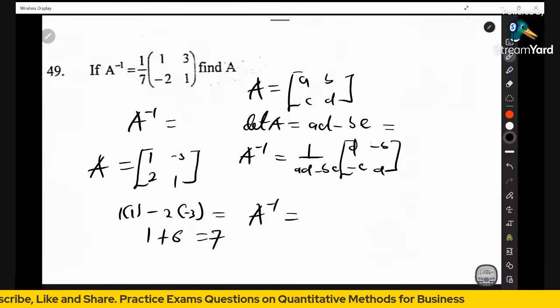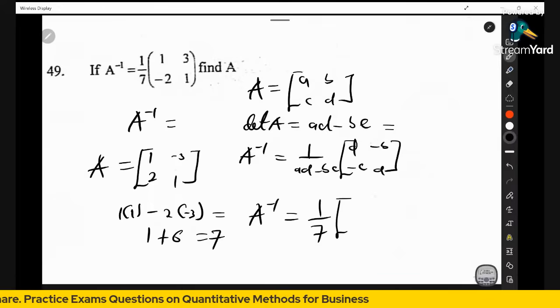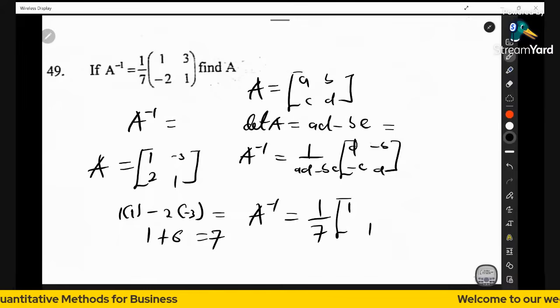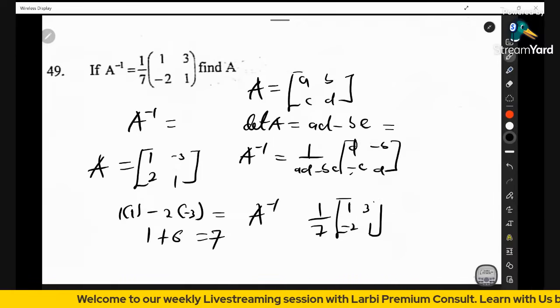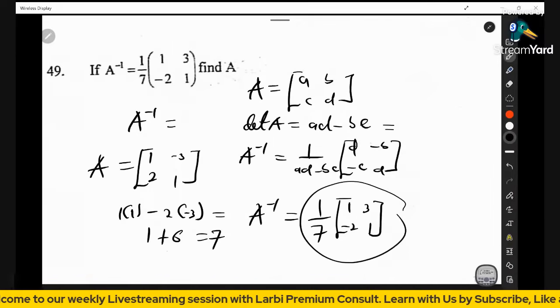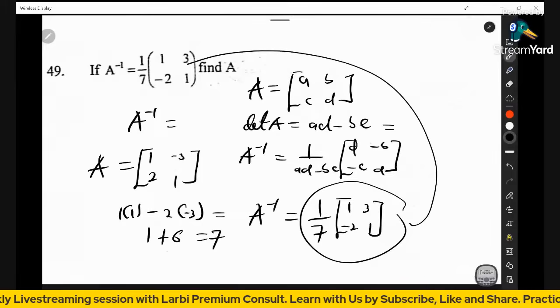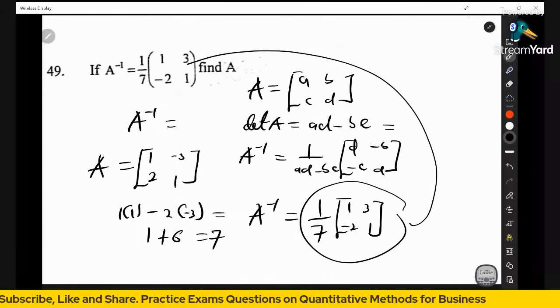That should be equal to 1 over 7, bracket, with our array. So we have 1 and 1 changing position, right? And then we negate negative 2, and we negate negative 3, which results in a positive. So this is the question that you see here. Hope you can see that. Yeah, so this is the original matrix: 1, negative 3, 2, and then 1. So that is that, and you're done. Very simple. You just have to reverse everything.